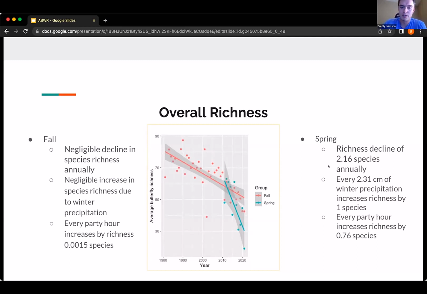Whereas with the spring, once again, the sampling size was smaller, but there's a richness decline of 2.16 species every year. And there's also, every 2.31 centimeters of winter precipitation increases the richness by one species. So this shows you how important the precipitation totals are. And then every party hour increases richness by 0.76 species. So every additional hour that volunteers spend out surveying, they would see on average 0.76 more species.